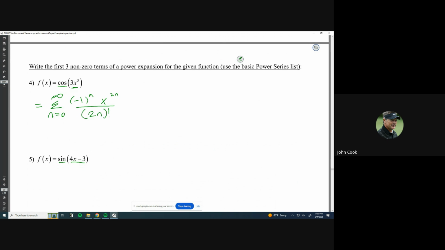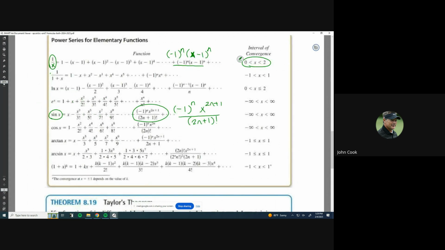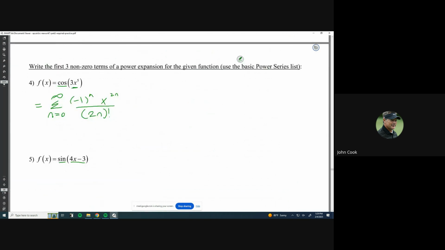And where did I get that from? Well, that's just the cosine rule over here. Okay, but then wherever we see an x, we're just going to put this input. So we're going to put it in there, 3x to the 5th power. There we go. And then it says to find the first three non-zero terms. So we can just plug in 0, 1, and 2. And that's it. That's the first three non-zero terms.